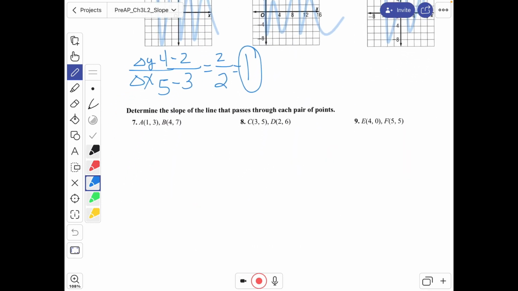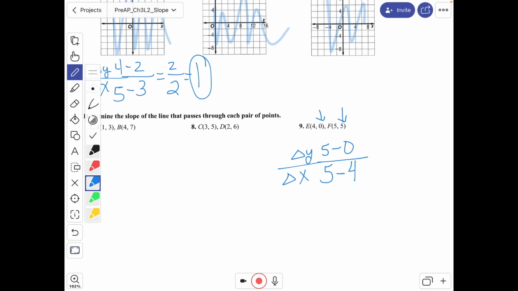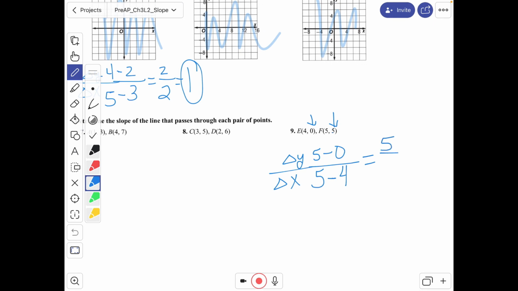Okay, they're also going to give you just some points, and you're going to find the slope. So let's look at number 9 here. Change of y over change of x. Remember, the y's are the second numbers when they put them as ordered pairs. So let's go with 5 minus 0, and the x that goes with 5 is 5, and the x that goes with 0 is 4. So 5 minus 0 is 5, and 5 minus 4 is 1, and 5 over 1 is just 5.